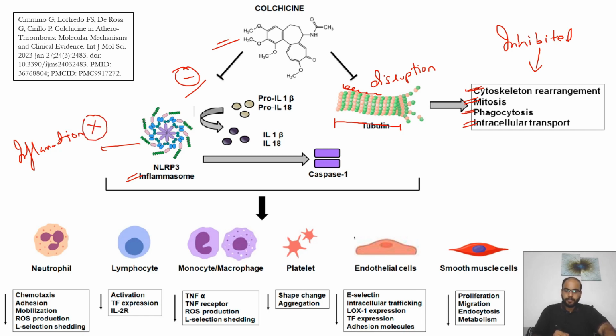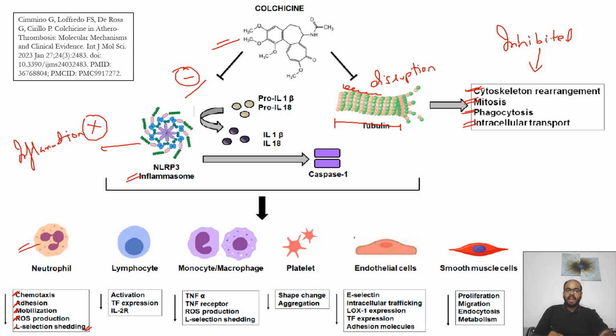Inflammation is inhibited. Action of colchicine on other inflammatory cell lines are like this. So in neutrophils, chemotaxis, adhesion, mobilization, reactive oxygen species production, L-selectin shedding, all are decreased. Now L-selectin is responsible for attachment of neutrophils, okay? All are decreased by colchicine.